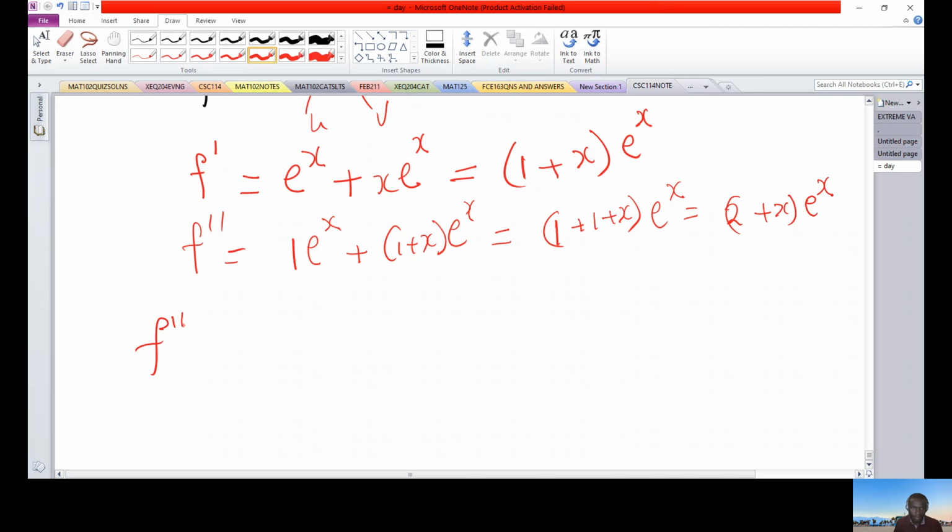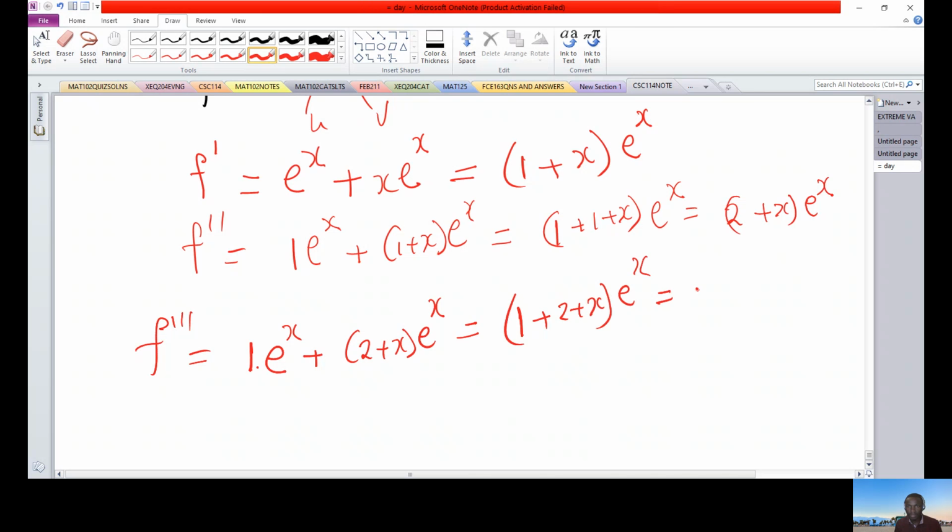Third derivative, you differentiate this one also by the product rule. So this is u, this is v. u prime is given by 1 times e raised to the power x, plus v prime, which is e raised to the power x, times u. So this is what you have. When we factor out e raised to the power x, we have 1 plus 2 plus x, so this will give us 3 plus x, e raised to the power x.